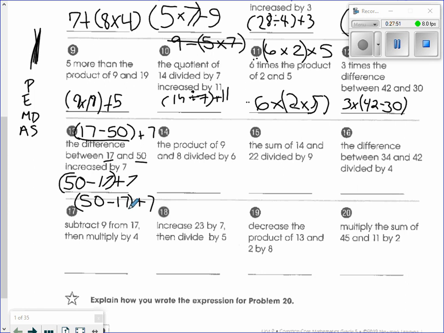The product of 9 and 8 divided by 6. Ooh, product of 9 and 8 divided by 6.